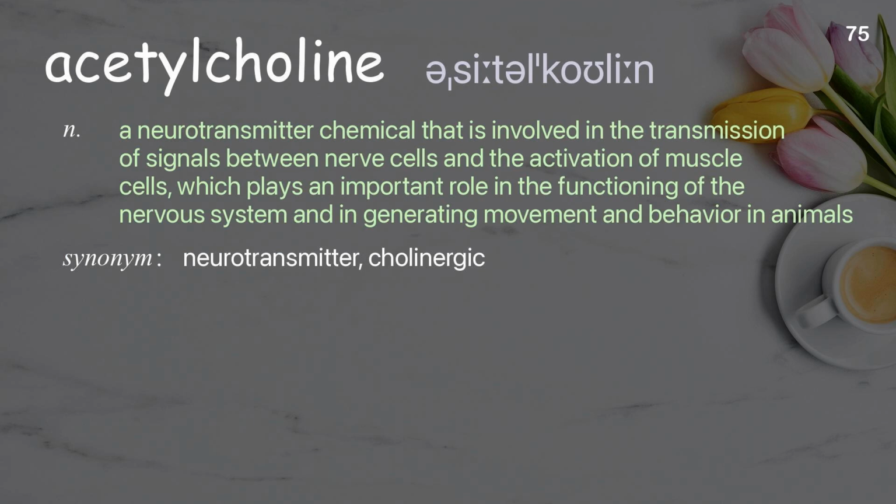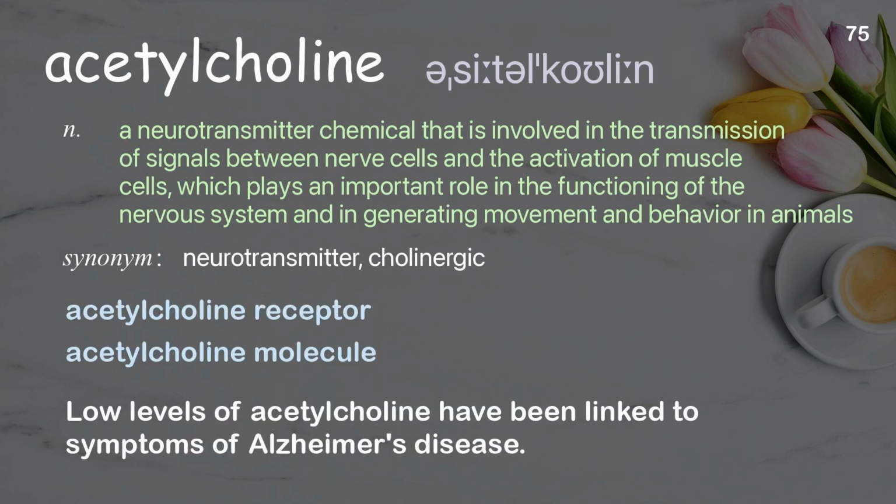Acetylcholine. A neurotransmitter chemical that is involved in the transmission of signals between nerve cells and the activation of muscle cells, which plays an important role in the functioning of the nervous system and in generating movement and behavior in animals. Examples: Acetylcholine receptor. Acetylcholine molecule. Low levels of acetylcholine have been linked to symptoms of Alzheimer's disease.